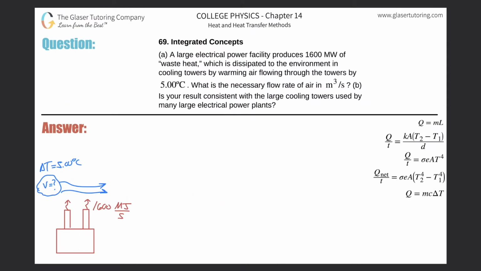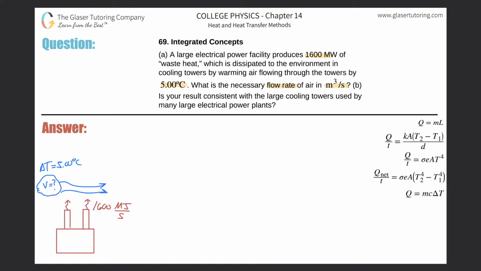Number 69, integrated concepts. Letter A. A large electric power facility produces 1,600 megawatts of waste heat, which is dissipated into the environment in cooling towers by warming air flowing through the towers by 5 degrees Celsius. What is the necessary flow rate of air in cubic meters per second?